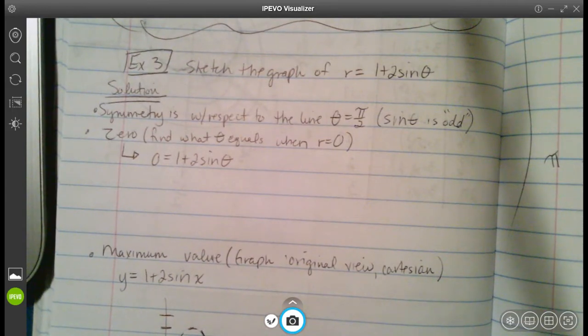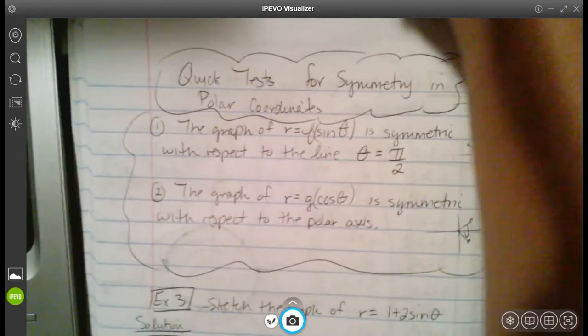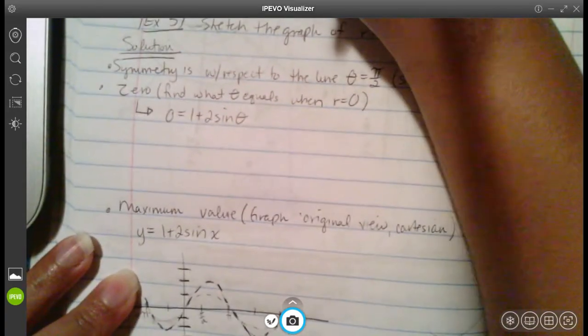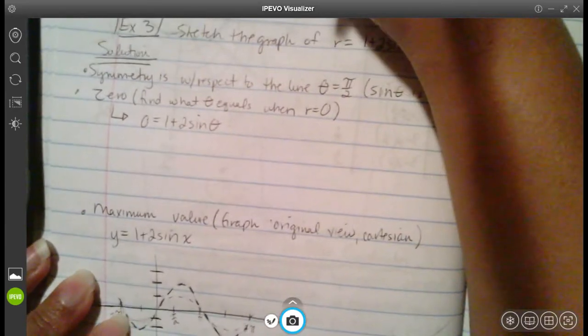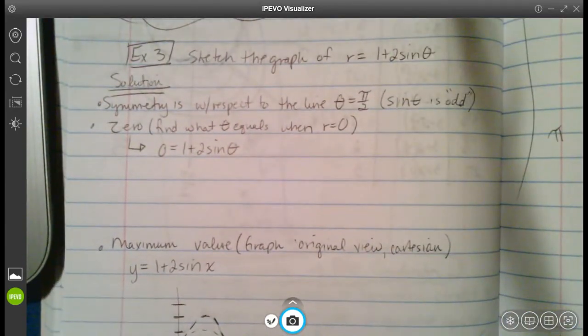So with this one, what we're going to do is find zeros, maximums, and then also use what we know about the symmetry. I don't even know if I mentioned that, but the title of this little subtitle was the quick test for symmetry in polar coordinates. And this does have to deal with zeros and maximums as well. You don't necessarily need them. You could still find all the points just by doing what we did before. But I did want to give you that information, just in case it makes your life a little easier.